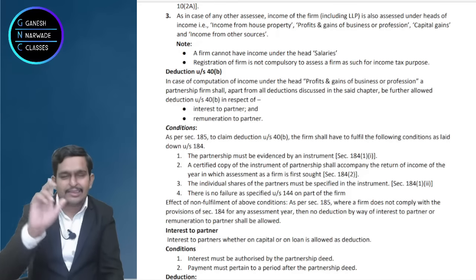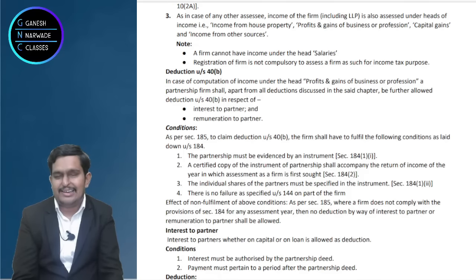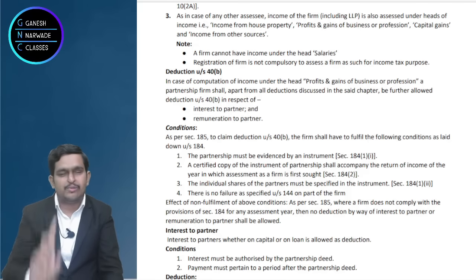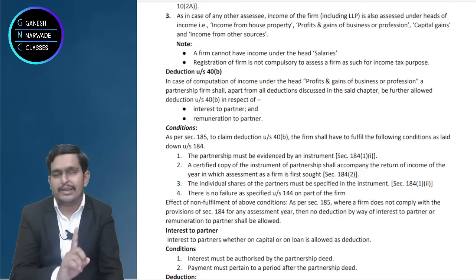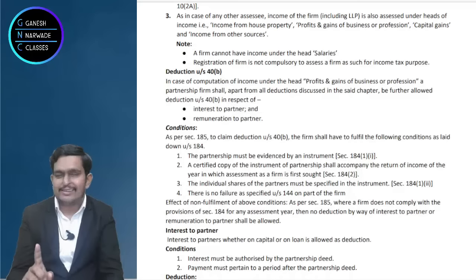First one, obviously interest, right? Because under 40B, two items only we discussed. One is remuneration, second one is interest. Okay, so let's discuss about interest first. Is interest allowed as deduction? The answer is yes. But if it is so easy, then can we say it is income tax? No, right? So here also some conditions.